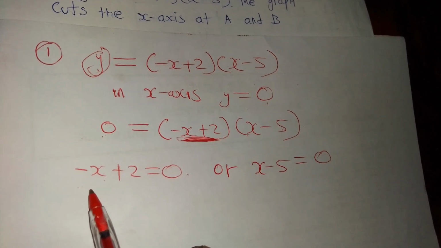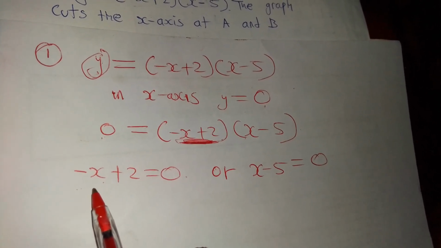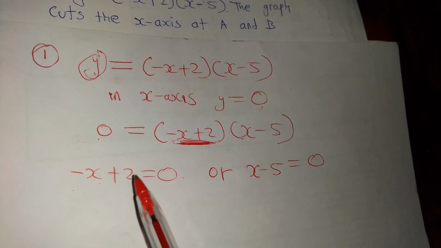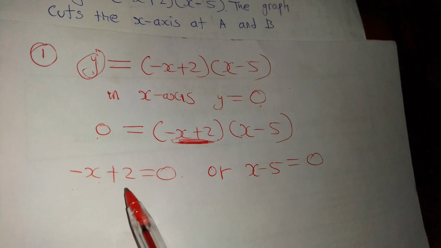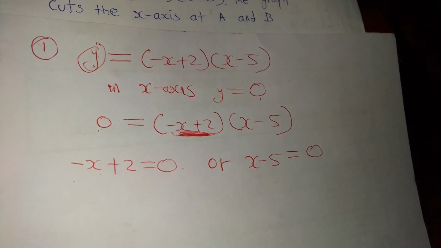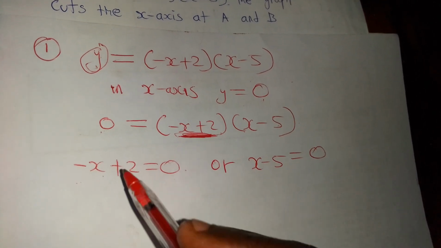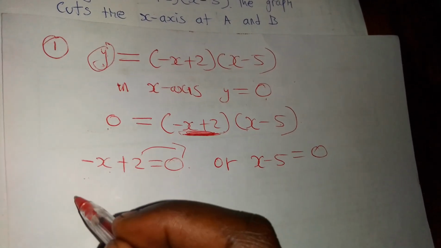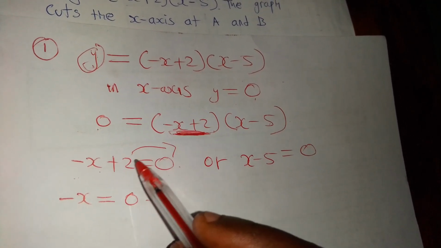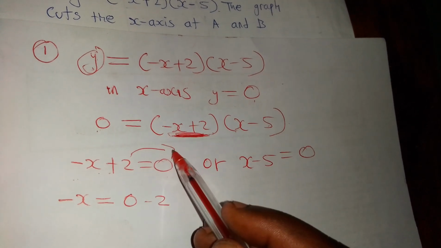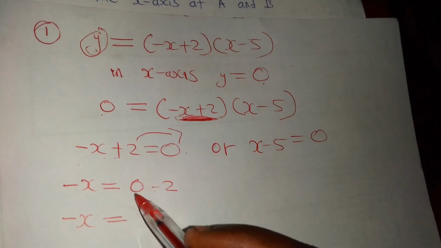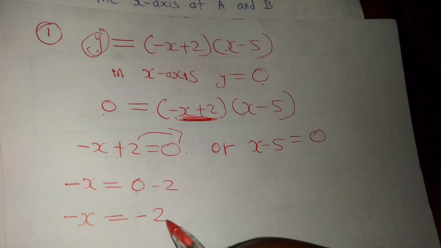Now, how can I find the value of x? What I'll do to find the value of x, I'll just move this 2 to the other side. We can see that x is equal to 2, but I'll just show it so that you understand what we are doing. So this 2 will cross the equal sign. So we have negative x equals 0 minus 2. This is a positive; it crosses the equal sign and becomes a negative. So negative x equals 0 minus 2, which is negative 2.